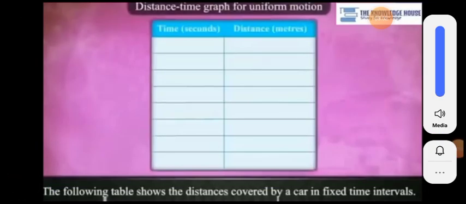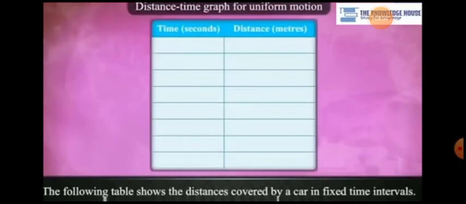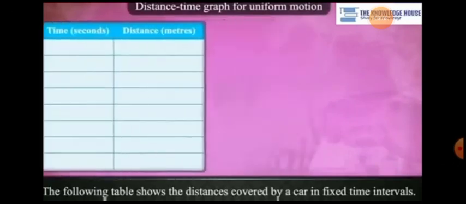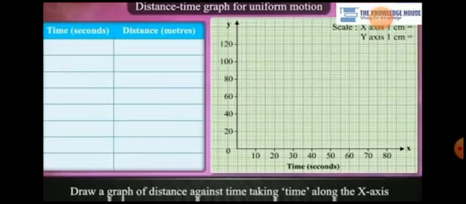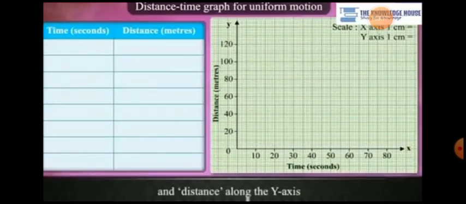Distance time graph for uniform motion. The following table shows the distances covered by a car in fixed time intervals. Draw a graph of distance against time, taking time along the x-axis and distance along the y-axis.